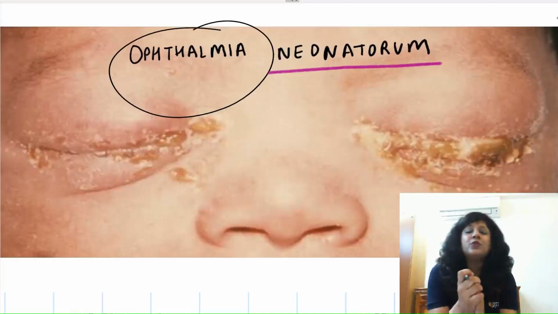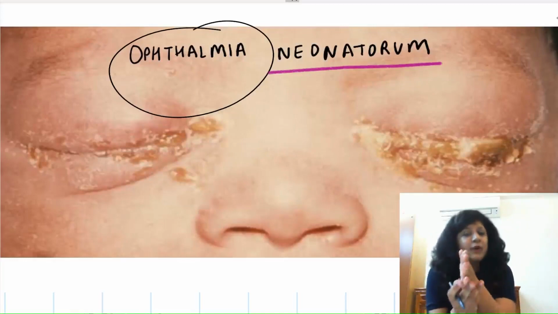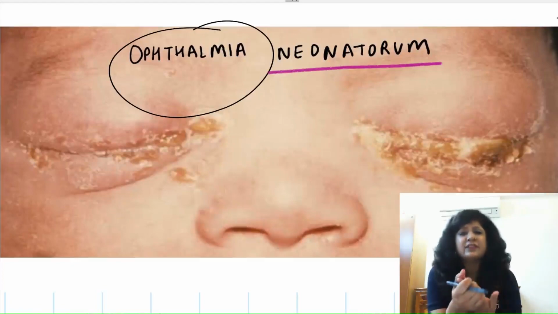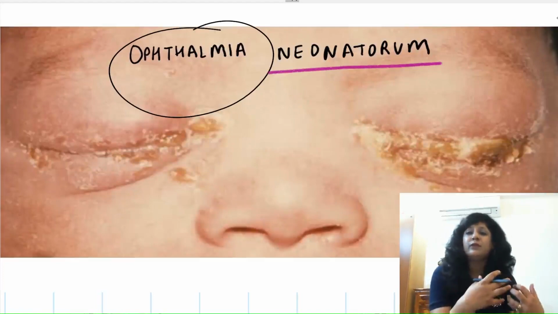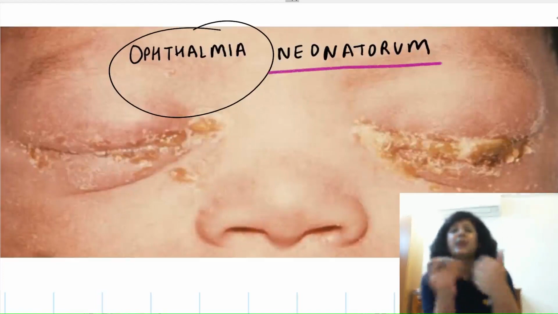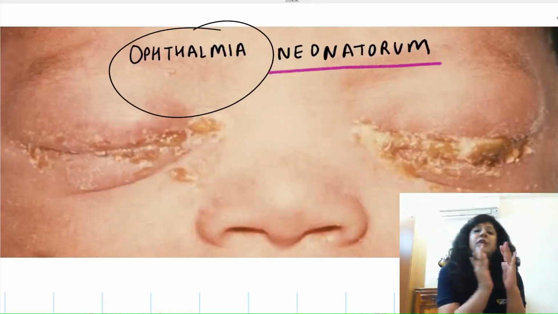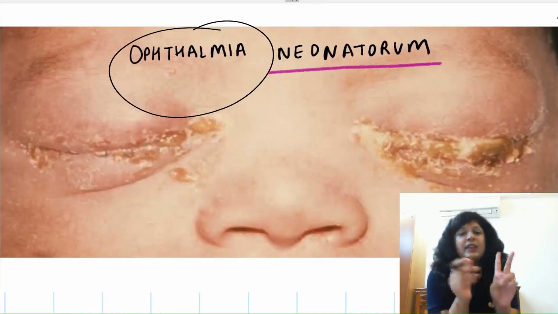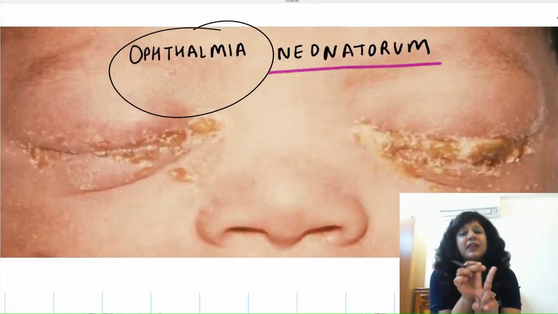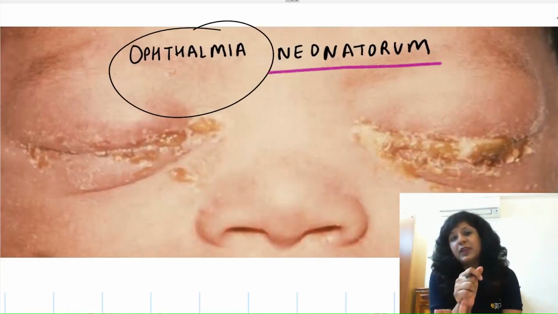Now, sometimes you are in a dilemma. If they say that the baby is presenting at 48 hours, then you have to look at the signs and symptoms. Obviously, this is for the broad classification. So, less than 48 hours, more virulent things, and after 48 hours, less virulent things. Now, if the baby is presenting in the first 48 hours, there are basically two things. One is chemical conjunctivitis, and second is gonococcal conjunctivitis.